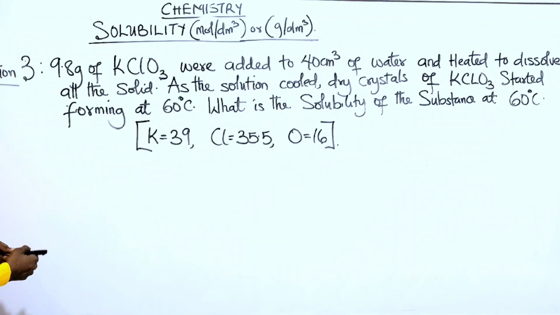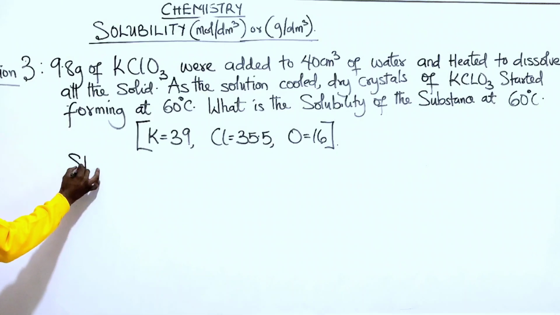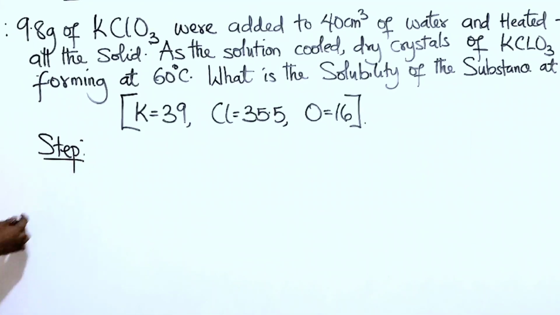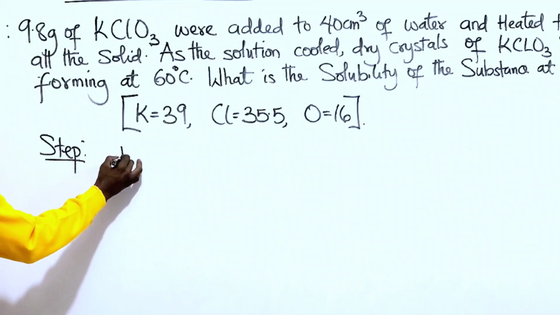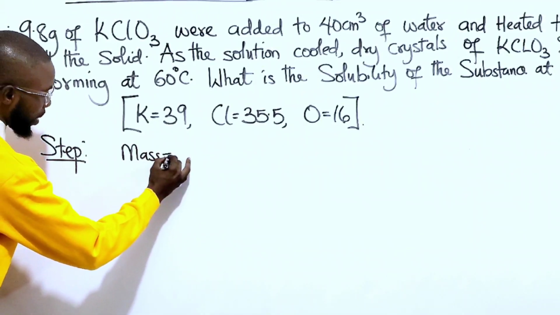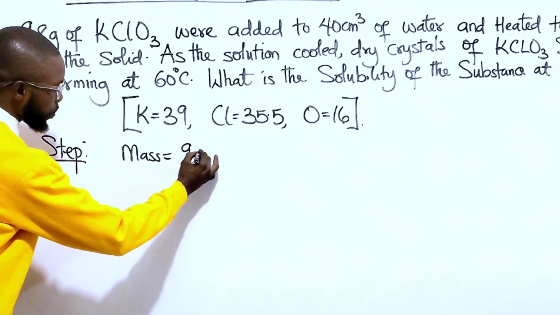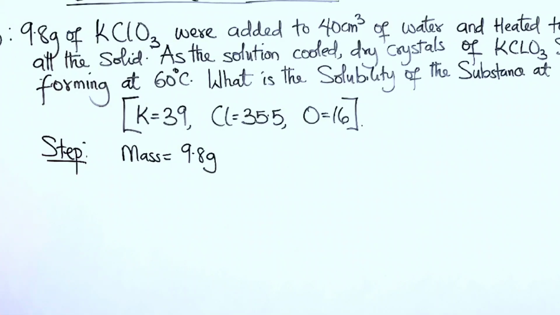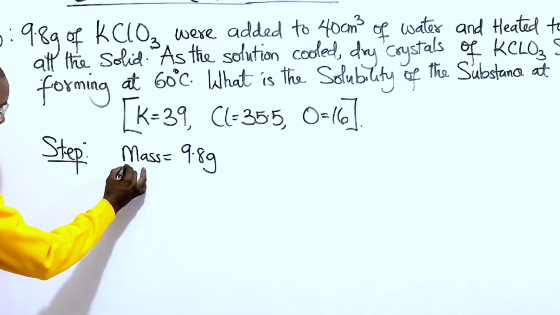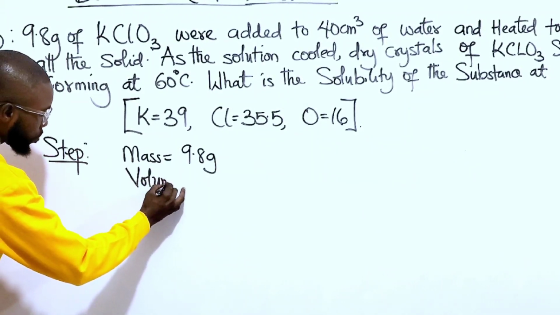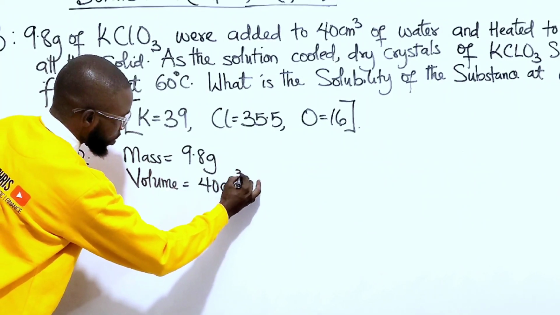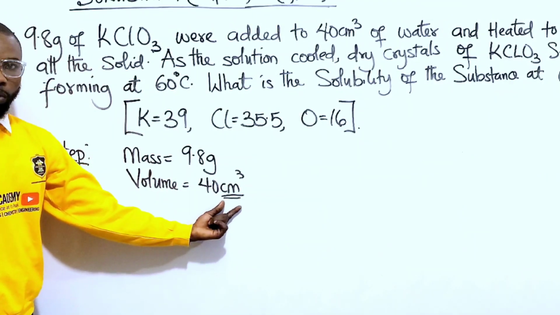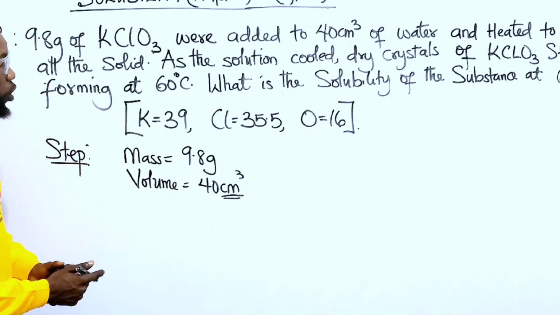So let's solve. Step 1, let's get our parameters. Our mass was given as what? 9.8 gram, right? What else? Our volume was given as what? 40 cm cube. Remember, our volume is given in centimeter cube, right?